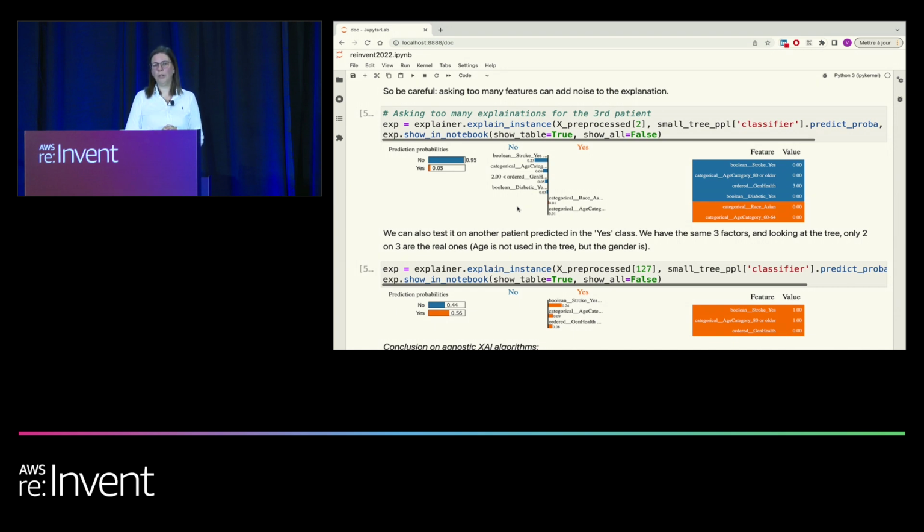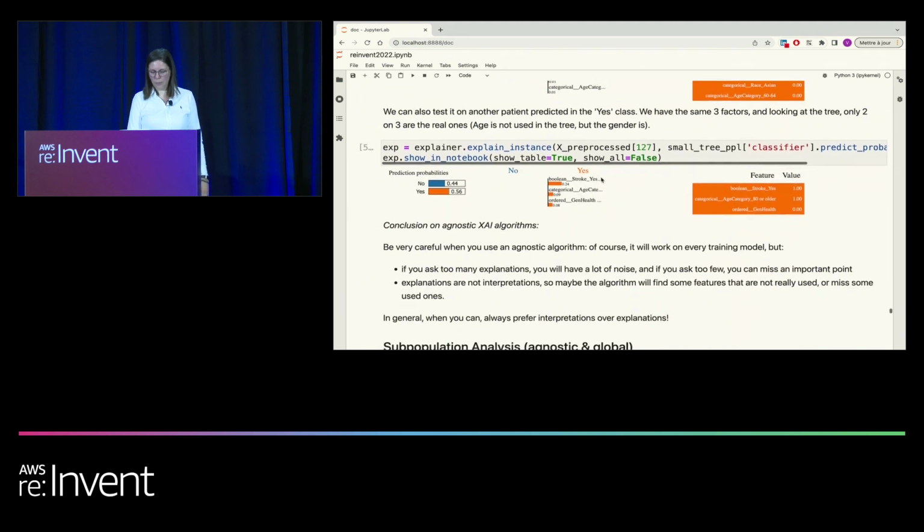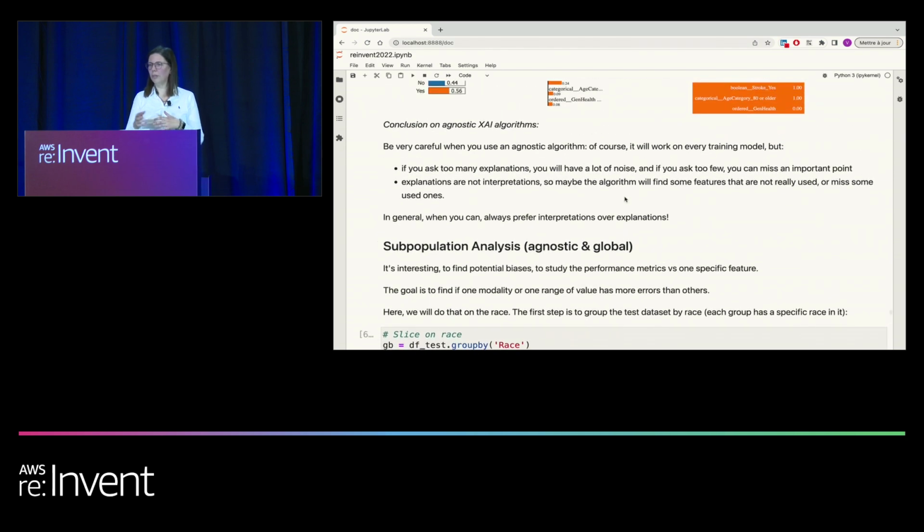So be careful with LIME. Do not ask for too many features, because there will be a lot of noise in the last features. For example, if I ask for 6 of them, I have 3 features with nothing interesting in them. I can do the same with people with yes instead of no. And of course, you can do that with every model that you can find.